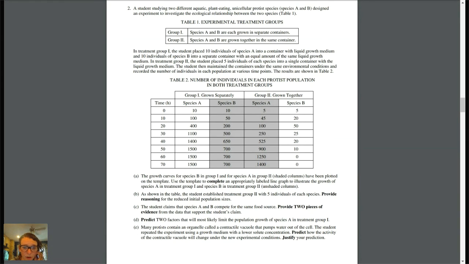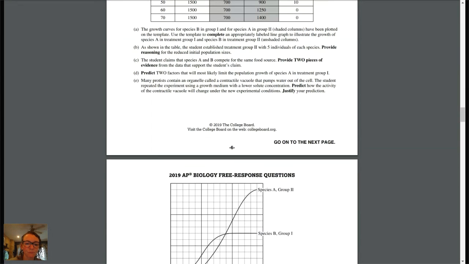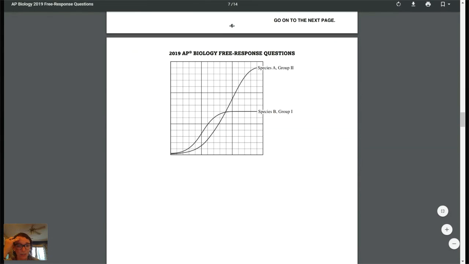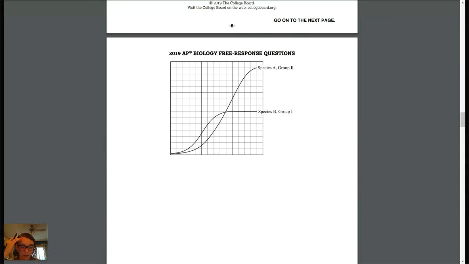So A says the growth curve for species B in group 1 and species A in group 2 have been plotted on the template. Use the template to complete an appropriately labeled line graph to illustrate the growth of A in treatment group 1 and B in treatment group 2. So if I scroll down quickly, you can take a look at the graph that you were supposed to put on here. This is where I really wanted to use my fancy new Surface and draw these graphs out for you, but it's just not going to happen.